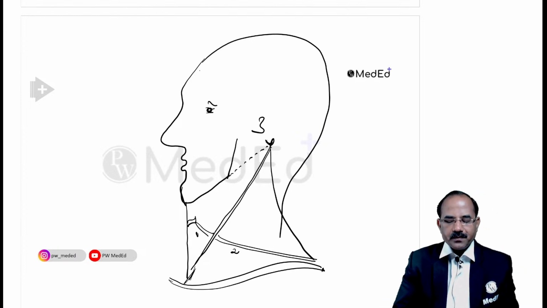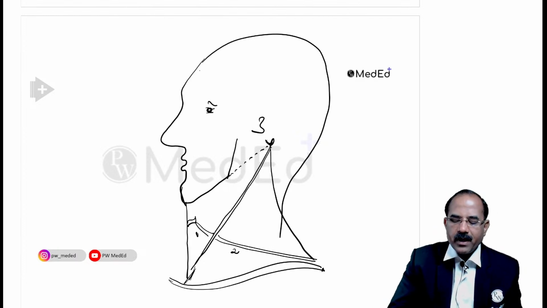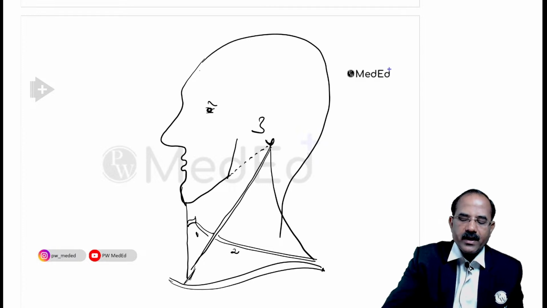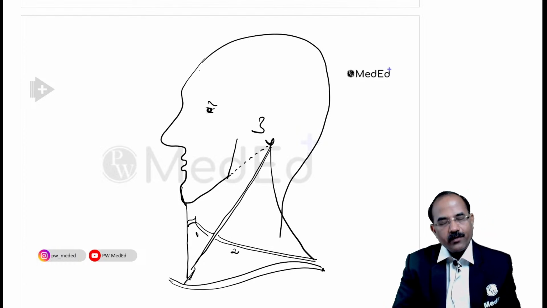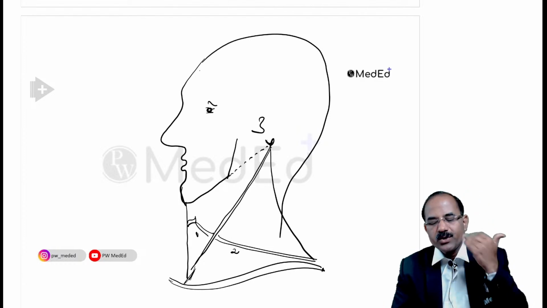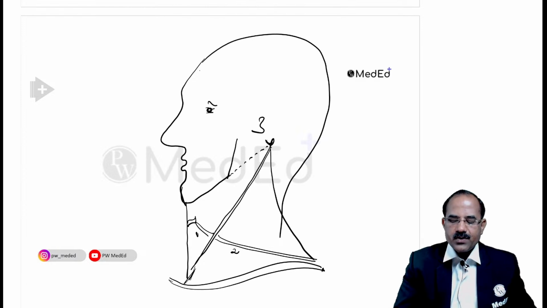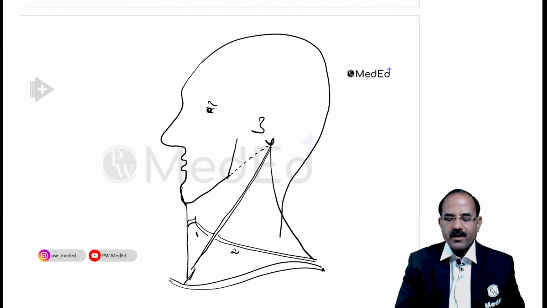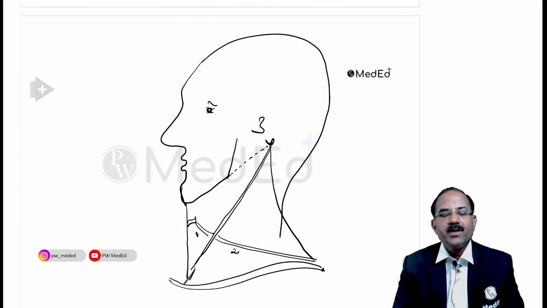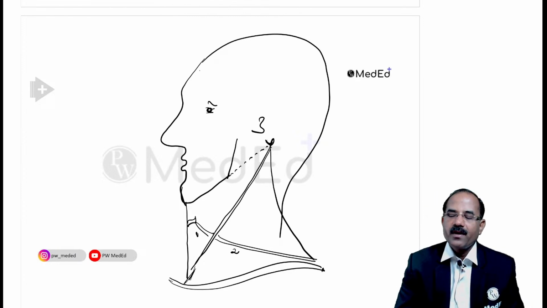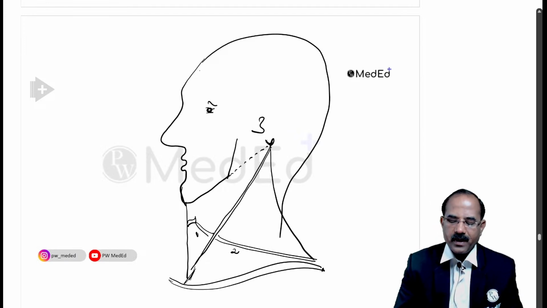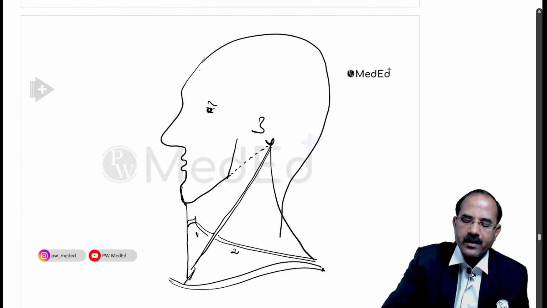The inferior belly of omohyoid divides the posterior triangle into 2 further triangles. What is this triangle? Occipital triangle. And what is this triangle below? It is above the clavicle. What do you call this? The supraclavicular triangle. So that's the occipital triangle and that's the supraclavicular.